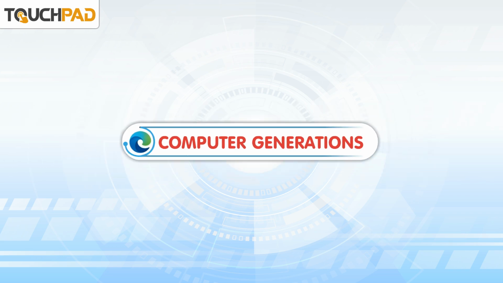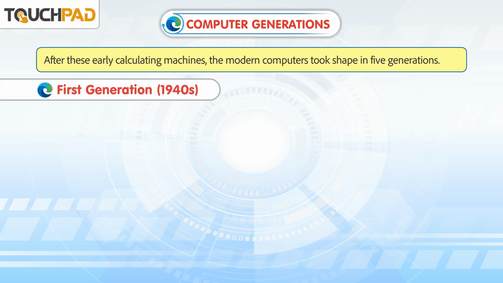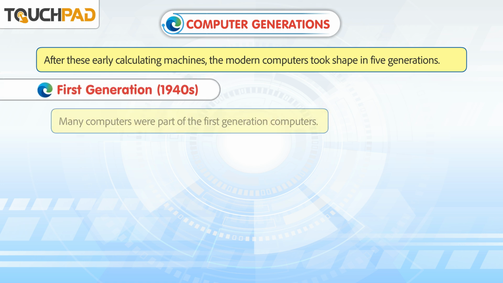Computer generations. After these early calculating machines, the modern computers took shape in 5 generations. First generation, 1940s. Many computers were part of the first generation computers.